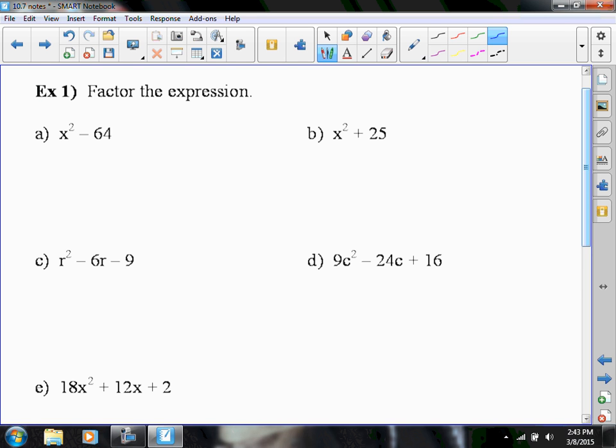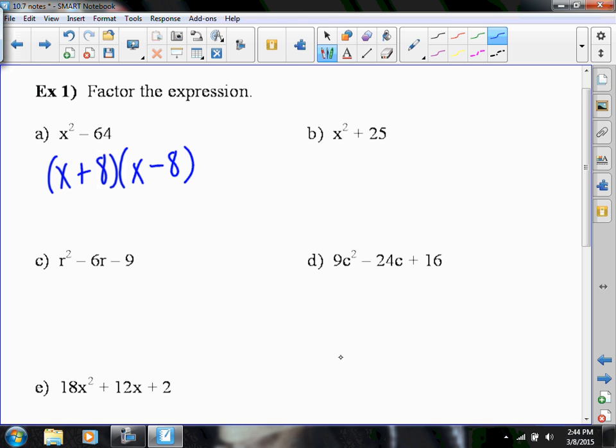So the expressions we're going to focus on, though, are going to be either the difference of two squares or the perfect square trinomials. So for part A, I have two terms. Since I have two terms, I want to see if it's a difference of two squares. Now, it is a difference because it's subtraction, and x is squared, and 64 is a perfect square, so this will be a difference of two squares. So I'll need an x, and the square root of 64 is 8, so I need to make one positive and one negative.